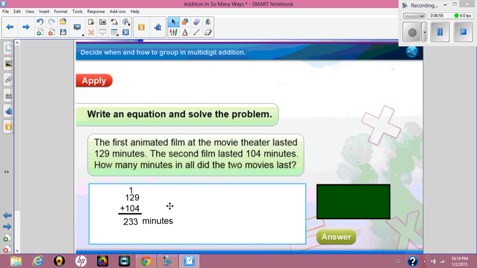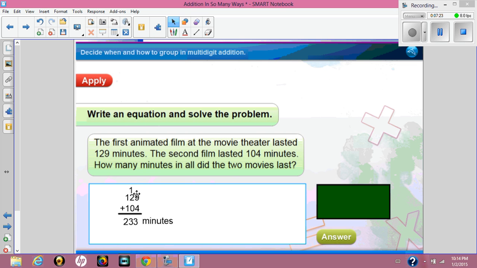The first animated film at the movie theater lasted 129 minutes. The second film lasted 104 minutes. How many minutes in all did the two movies last? When we align them together, 129 plus 104, 9 plus 4 is 13. We put our 3 here.